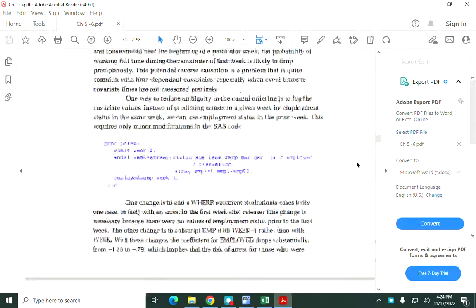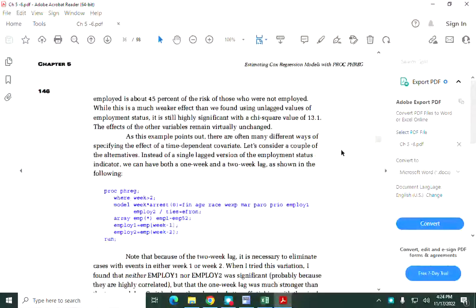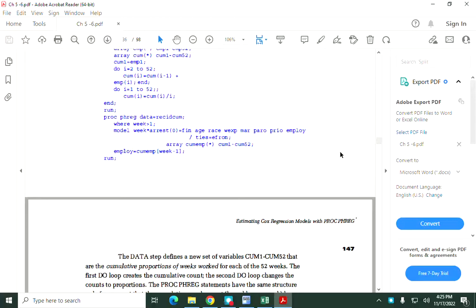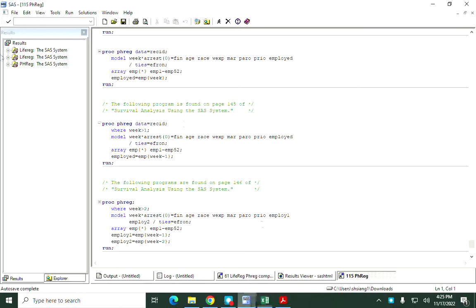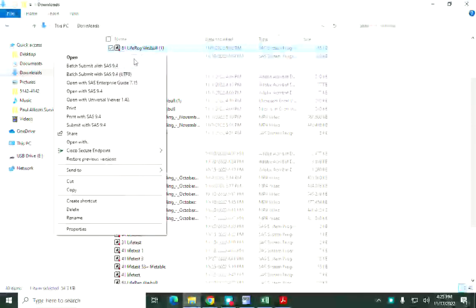Okay? On page 145 to 146, you can copy, paste, get rid of your original data set. And what I'm saying is this, okay? No, I'll come back to this later. No, I can do it right now. Erase it. Yeah, let's do it right now.